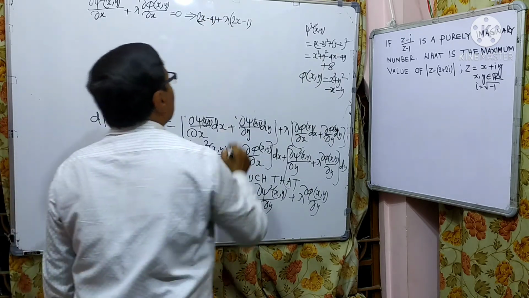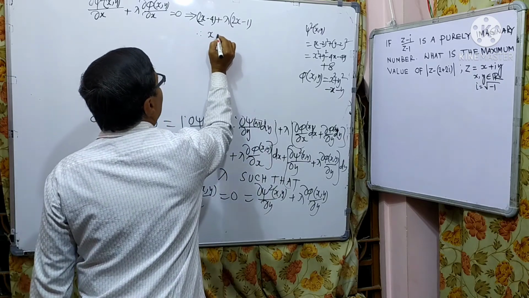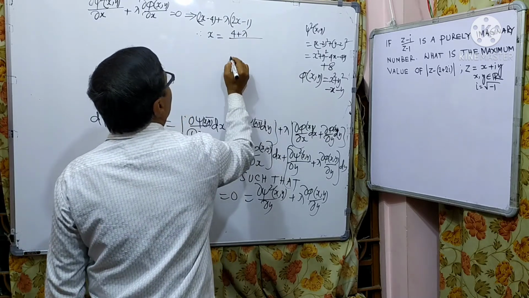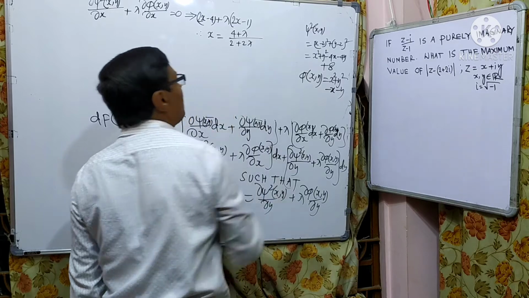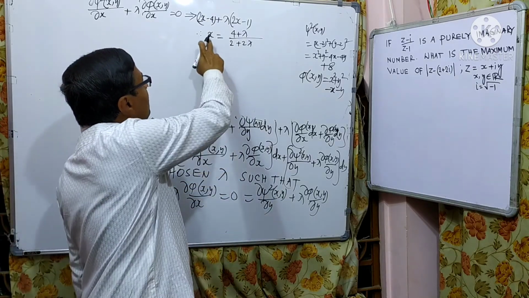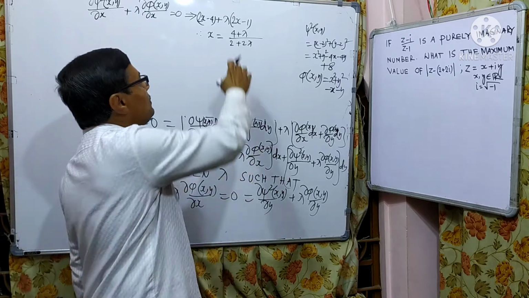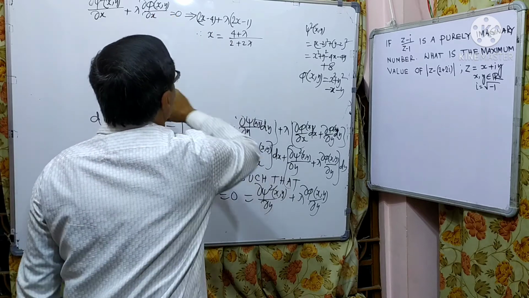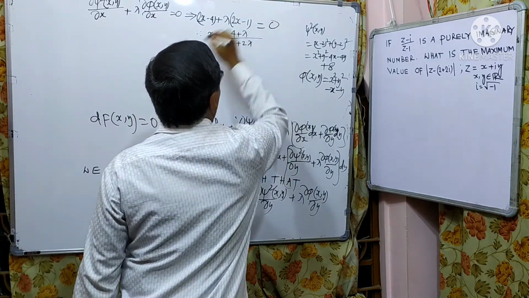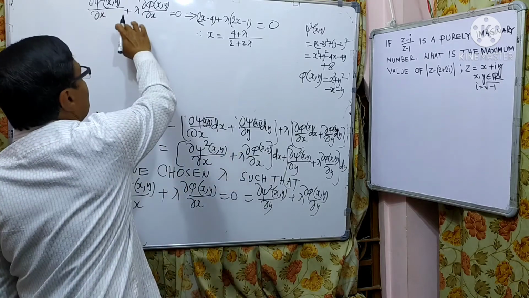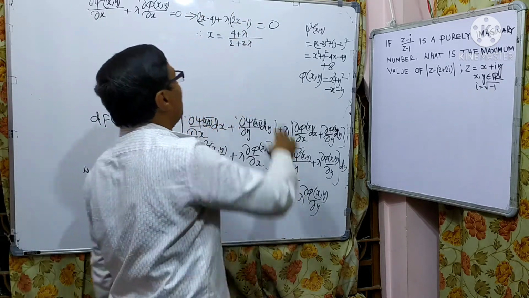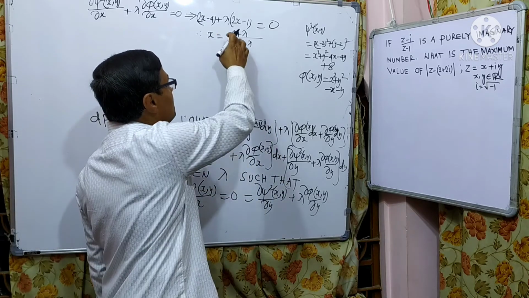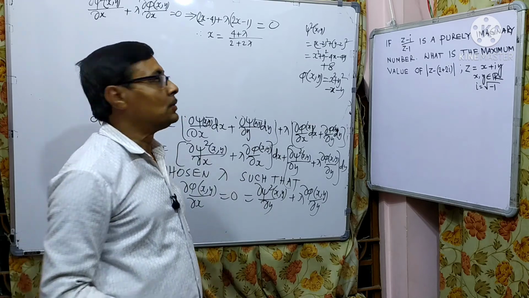So here x equals 4 plus lambda over 2 plus 2 lambda. We have got the value of x in terms of lambda from this equation, that is, this equation equal to 0. From this we have got the value of x in terms of lambda, which is 4 plus lambda over 2 plus 2 lambda.